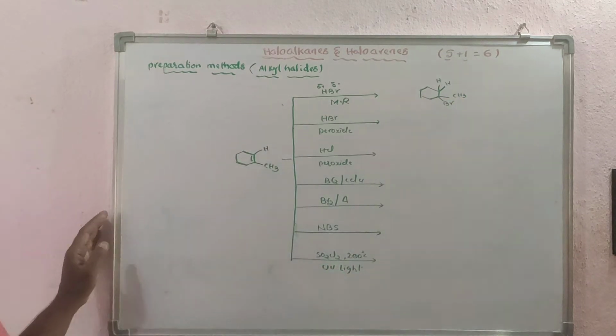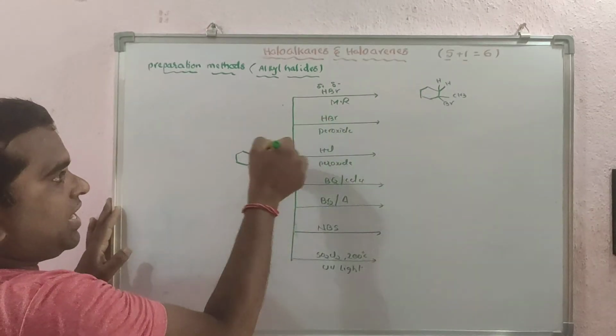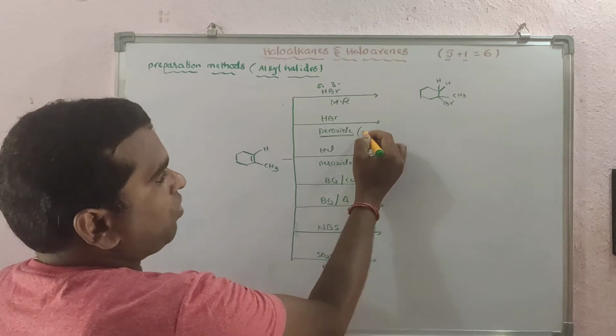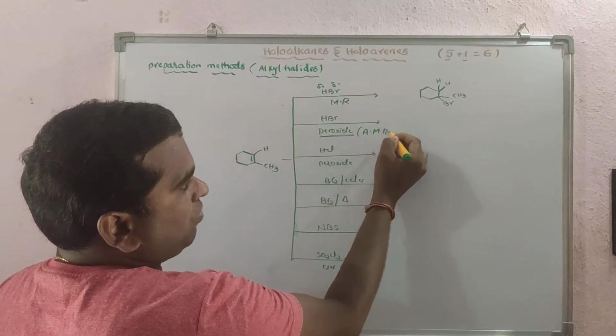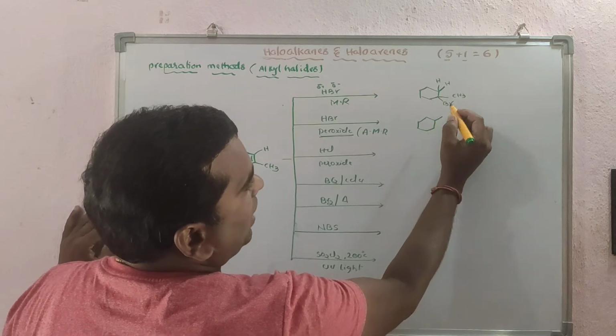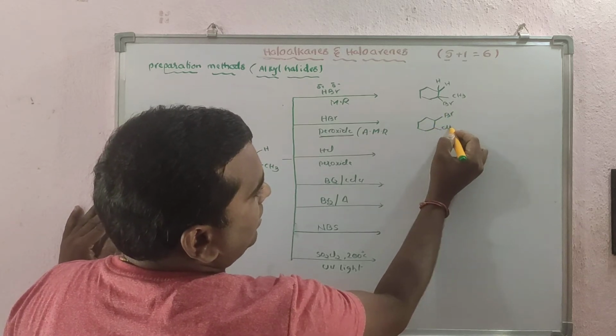This is the compound. Next, if you take HBr with peroxide, peroxide means, as you already know, the anti-Markovnikov rule. It follows which rule here? Anti-Markovnikov rule. You will get the reverse product. Means you will get the compound with bromine here and CH3 here.